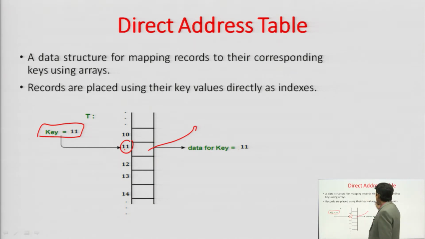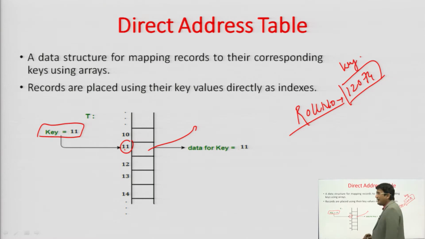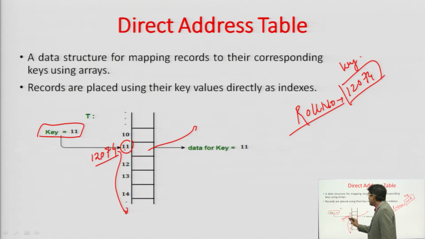Let's say there is a roll number, let's say 12074. So 12074 is a roll number which is a key value. In case we want much information related to a student who has a roll number 12074, then in the direct address table the data item related to 12074 will be stored at some location or some index, 12074 itself.